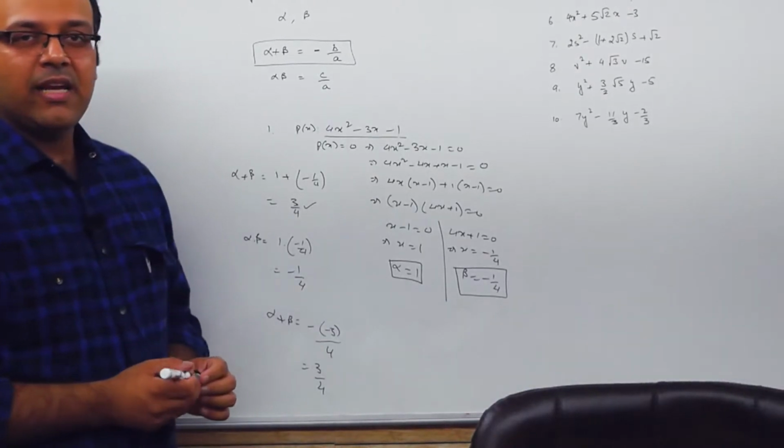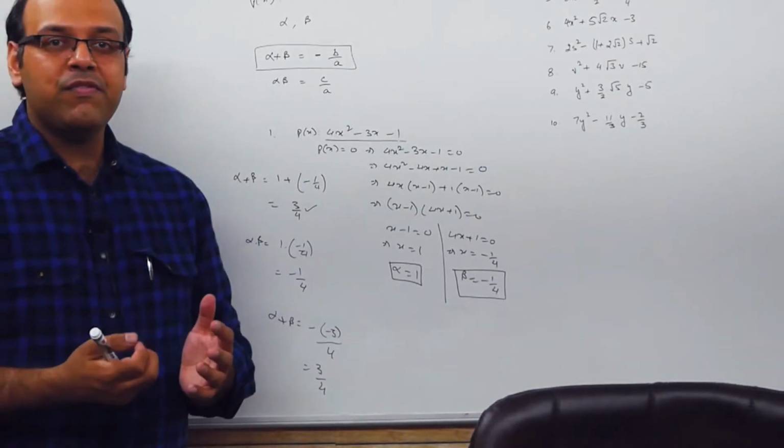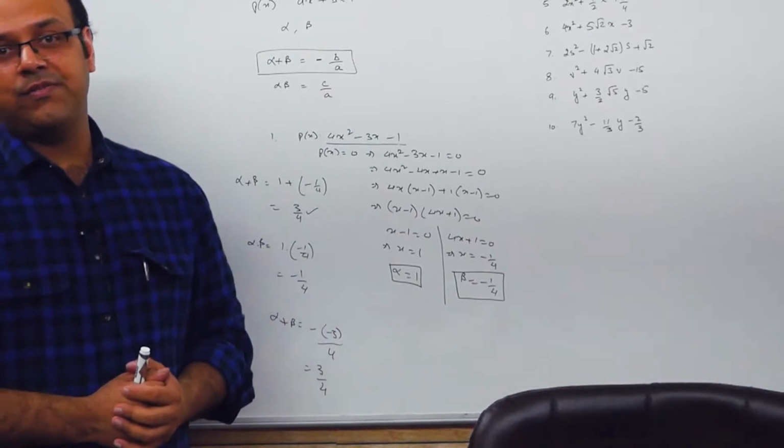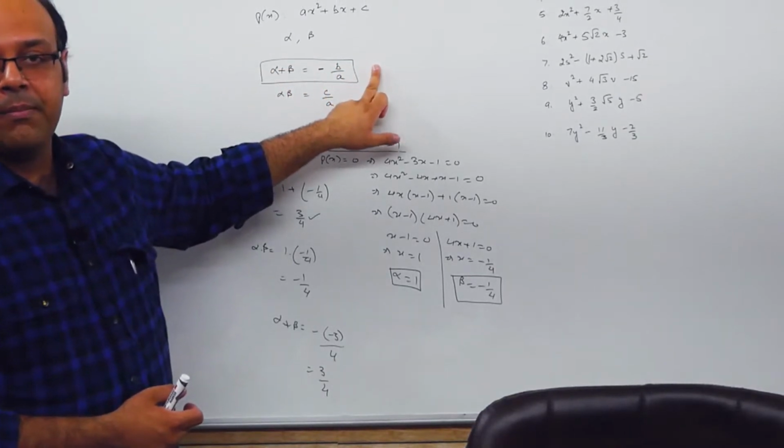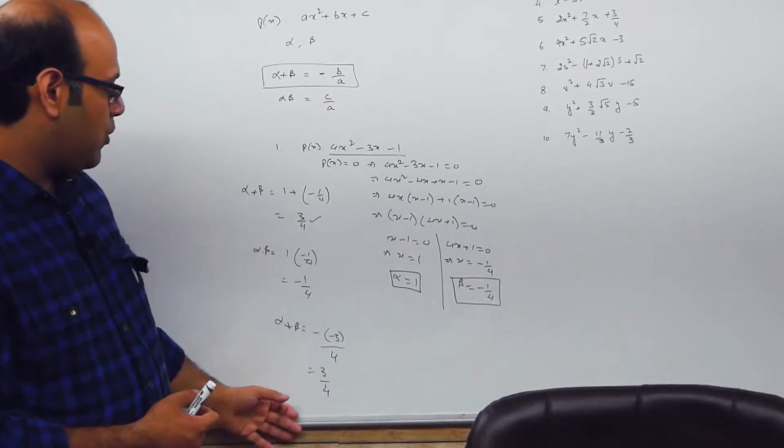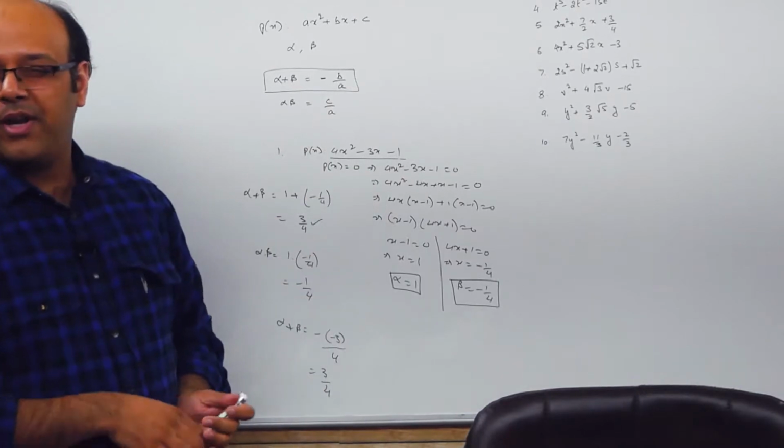So it turns out, in case I have to find out the sum of zeros, I don't have to find the zeros in the first place. I simply can write alpha plus beta equals negative b upon a, and also, as I'm going to verify this, alpha into beta is equal to c upon a.